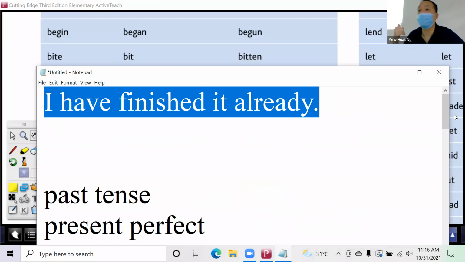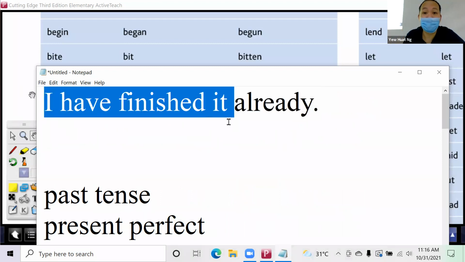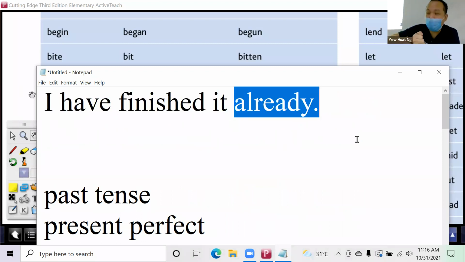For here, this is okay, because then this is correct. I put this "already" for emphasis. For emphasis. Yeah, clear?